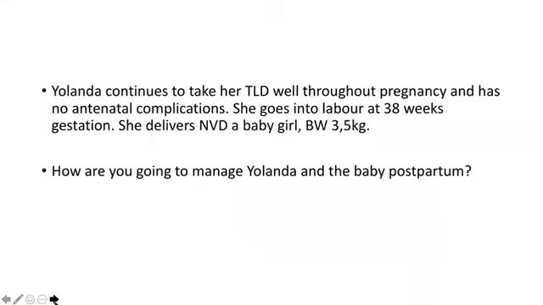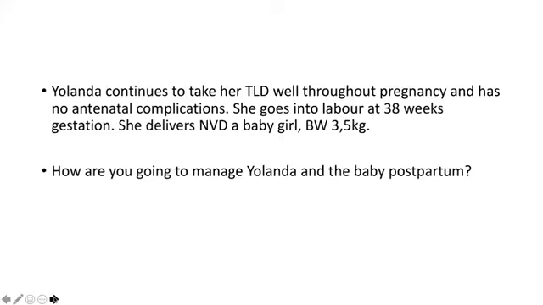So Yolanda continues to take her TLD well throughout pregnancy, and there are no complications, and there's no reason for you to worry that things are not going okay. So she goes into labor at 38 weeks, and she delivers a healthy baby girl, with a birth weight of 3.5 kilograms. Okay, so how are we going to manage Yolanda and her baby now? So now what we have to think of is, is Yolanda's baby a high risk or a low risk baby? And that is going to be dictated by the viral loads taken through her pregnancy.